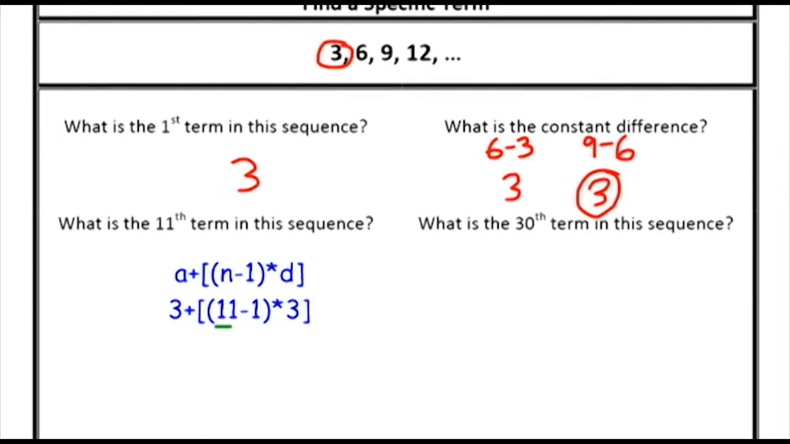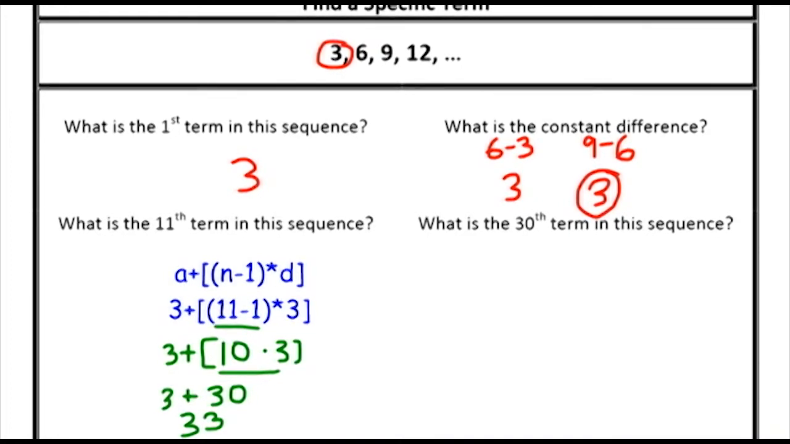11 minus 1, I start there because it's parentheses. 11 minus 1 is 10. I underline, I evaluate, I rewrite. Everything that did not get evaluated drops straight down. 10 times 3 is my next step. I get 30. Those parentheses are now done. I'm left with just 3 plus 30, which gives me an answer of 33. So the 11th term, if I kept adding 3 every time, until I got to 11, I would end up with 33.